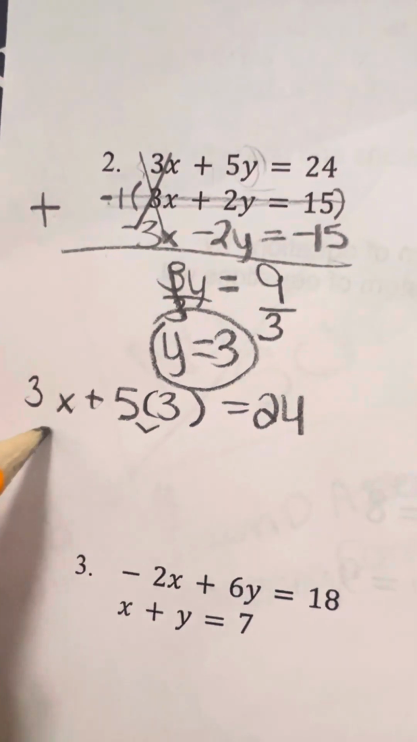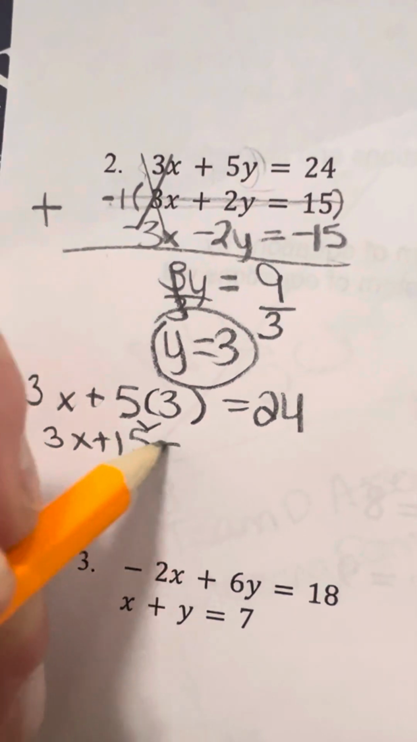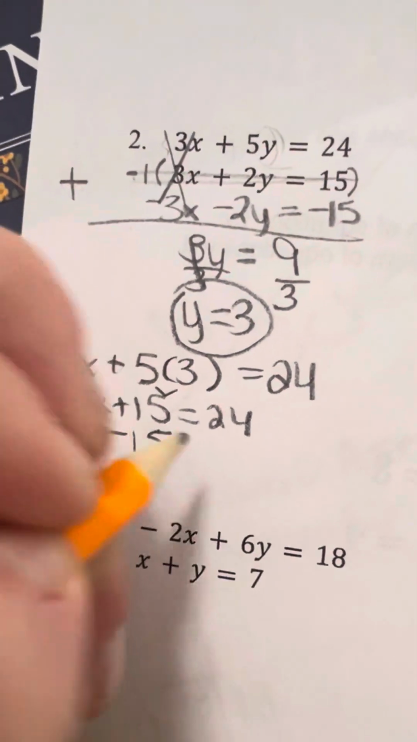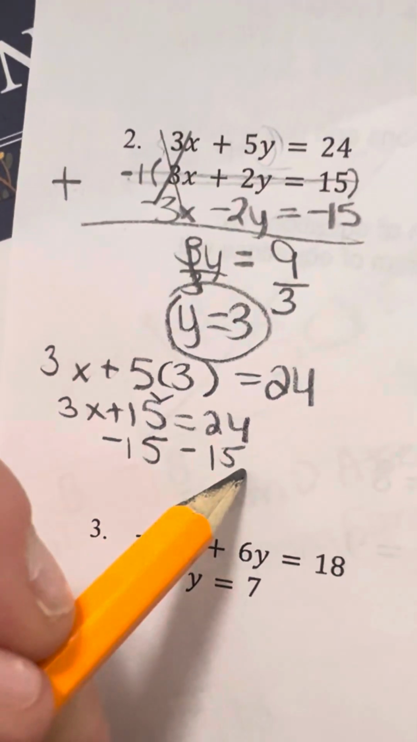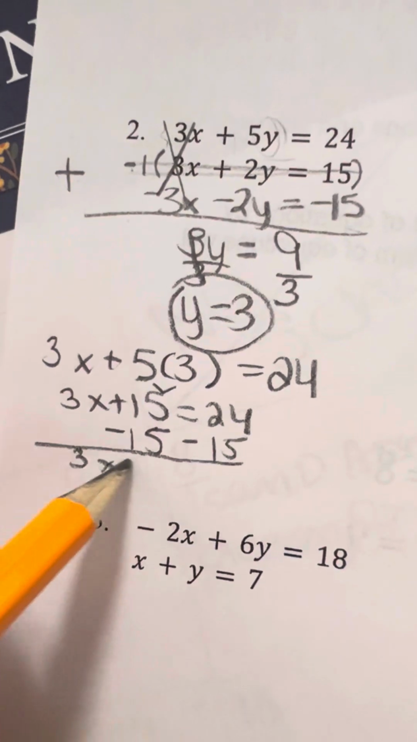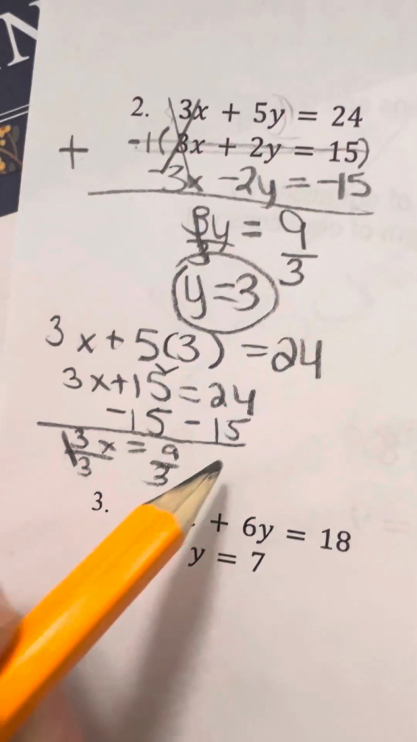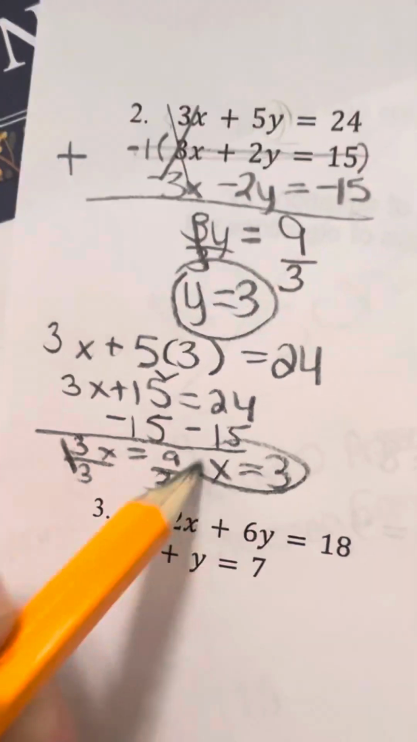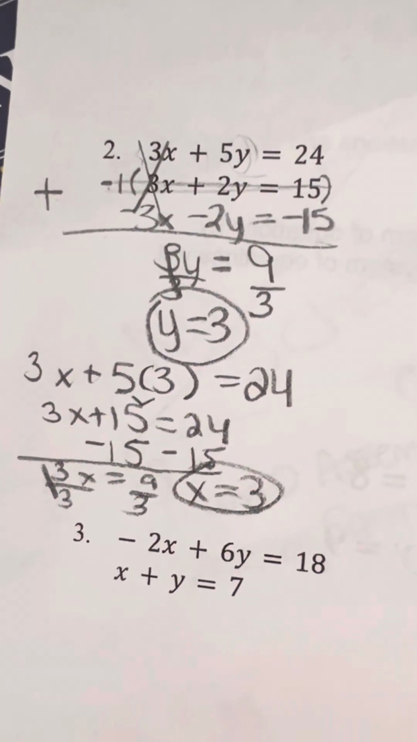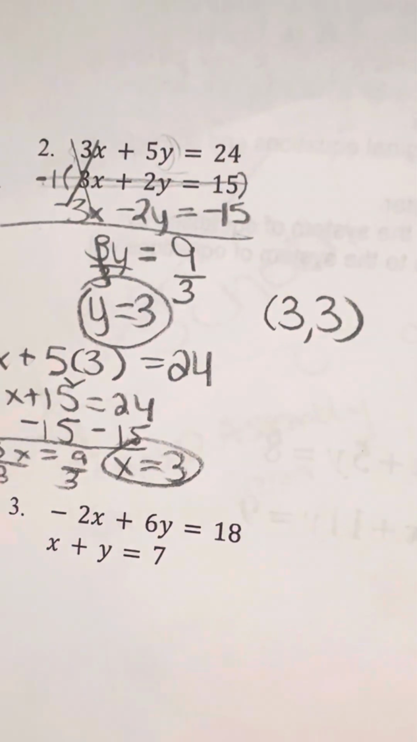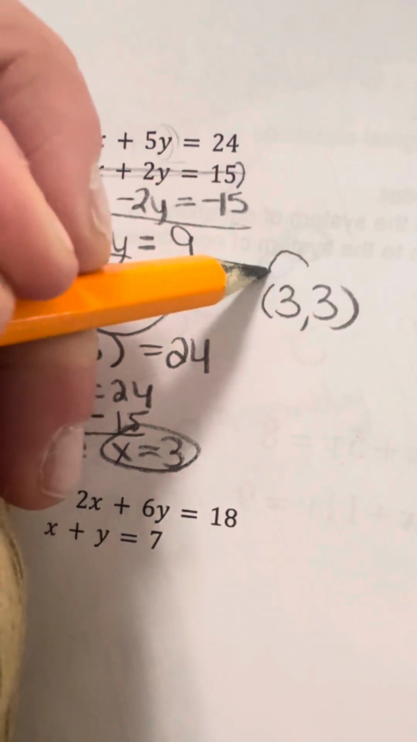This becomes 15, so 3x plus 15 equals 24. Then we're going to subtract 15 on both sides, and that leaves me with 9. And 3x is equal to 9. Divide both sides by 3, leaving me with x equaling 3. So I do have both of my coordinates. I'm going to now write them in coordinate form, x followed by the y in a set of parentheses, and that will be my finalized answer.